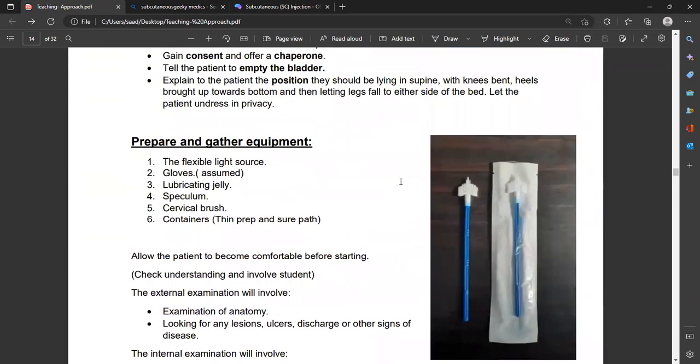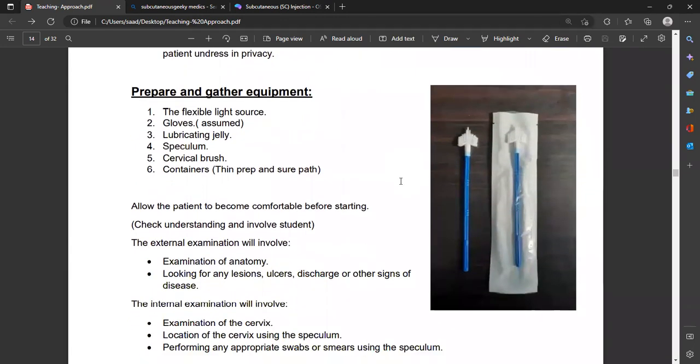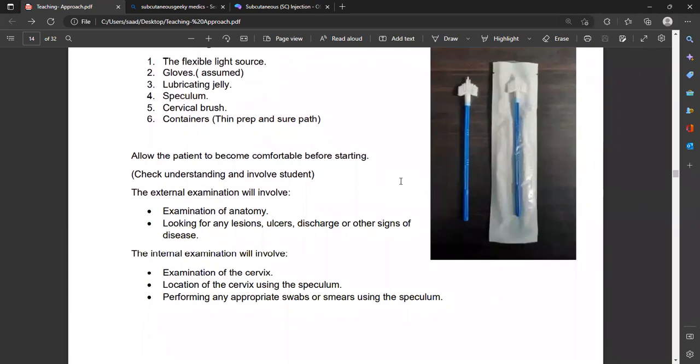Okay, now you have gathered your equipment and you have everything. Now you have taken the consent. There is a chaperone. The position has been explained. Just ask the patient to undress, and the chaperone will be there. And now you start explaining the procedure, what we are going to do to the patient.